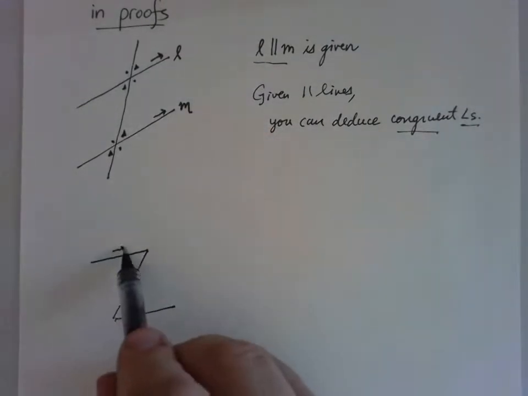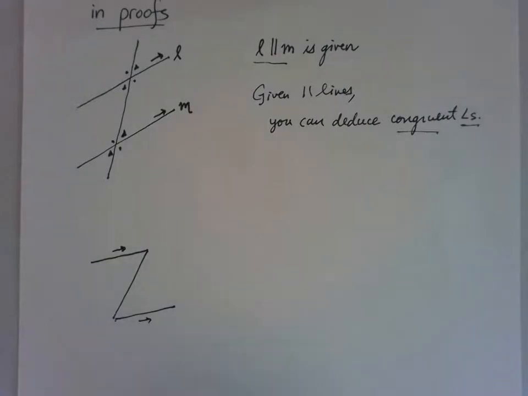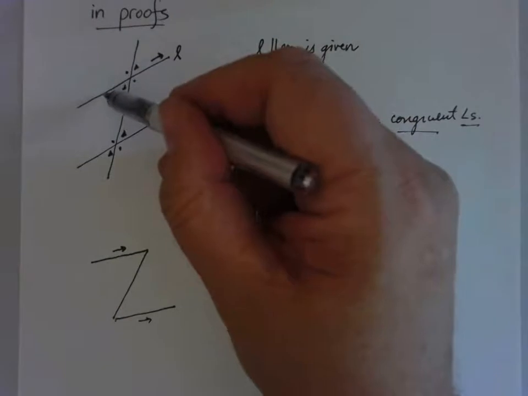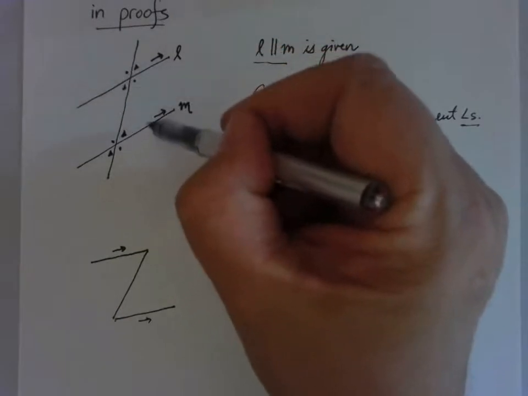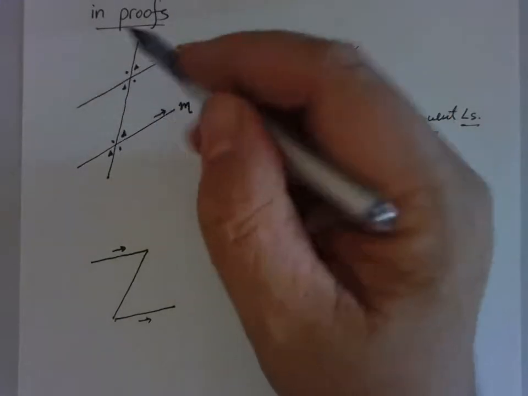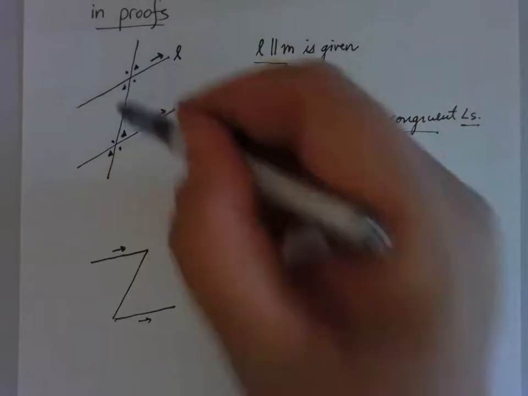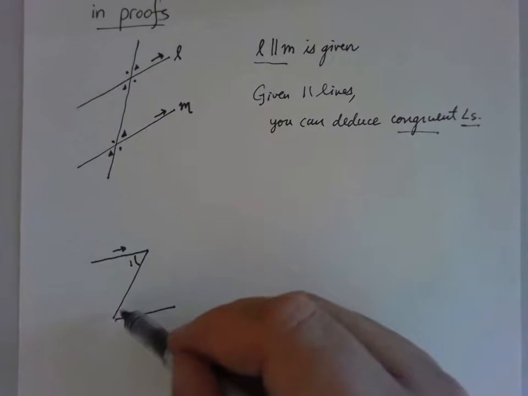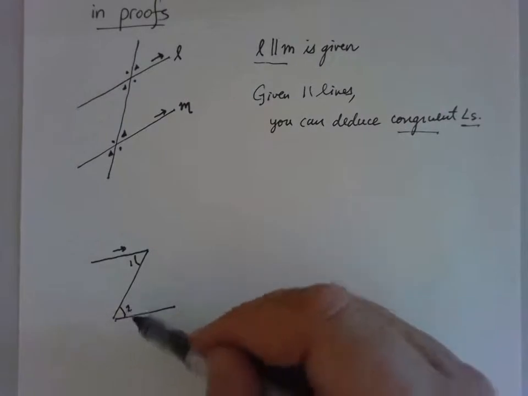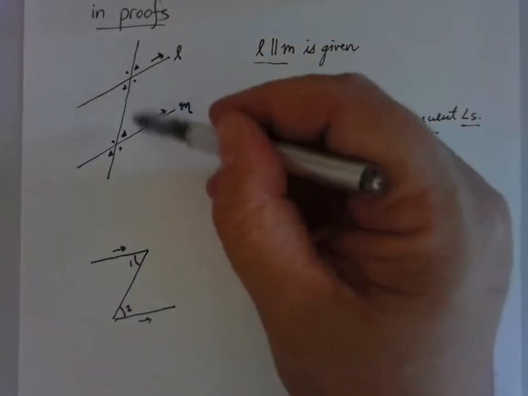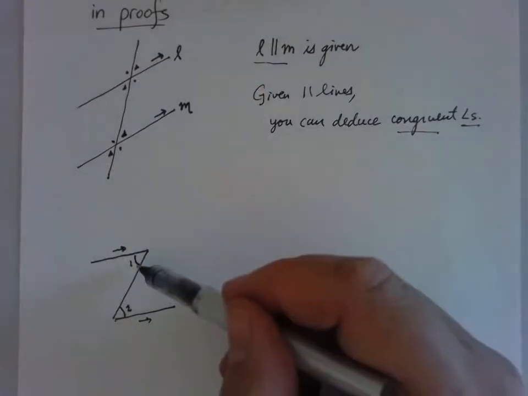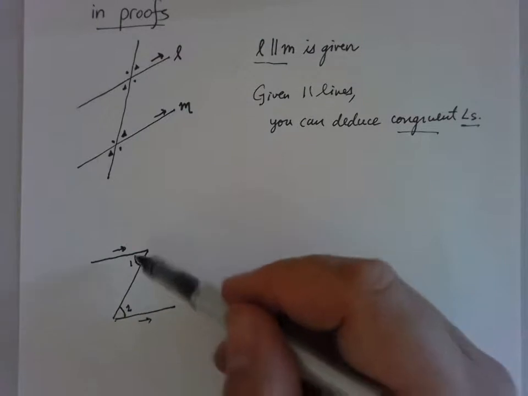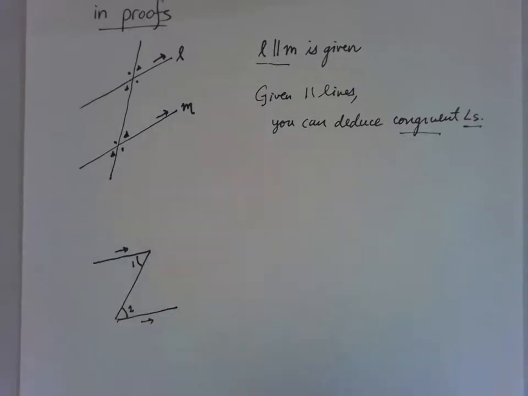So let's say I know in this Z shape here that these lines are parallel. Well, if I look at this Z shape, this is hiding up here in my larger picture. And so I know that this angle here, angle 1, and this angle here, angle 2, have to be congruent. And the name for this pair is alternate interior angles. This is the most common configuration you'll see when you're dealing with parallel lines and proofs.